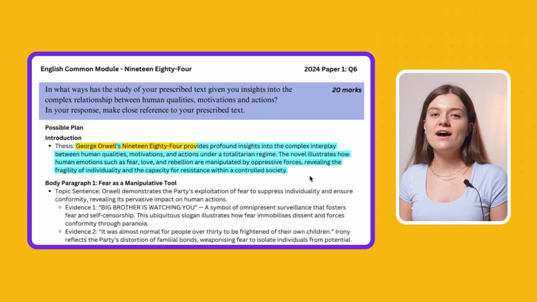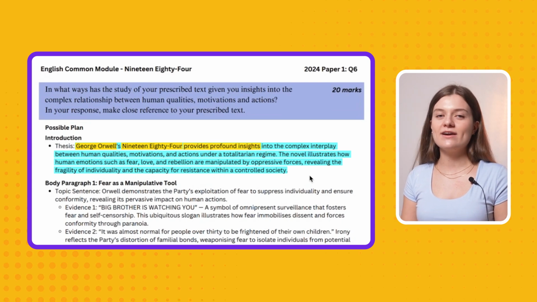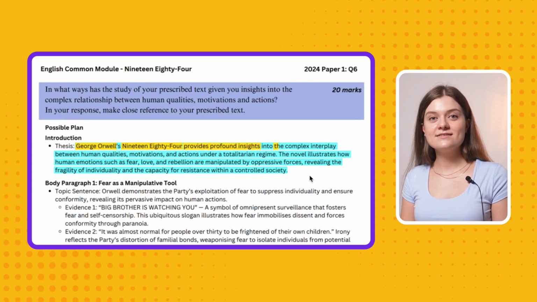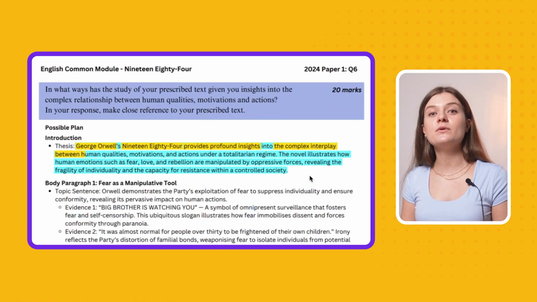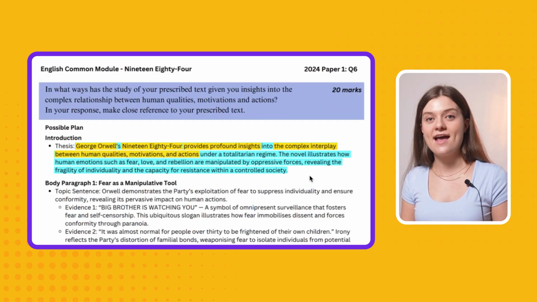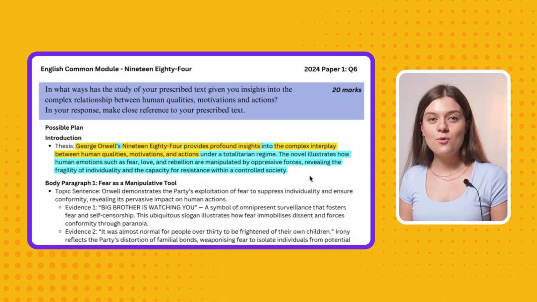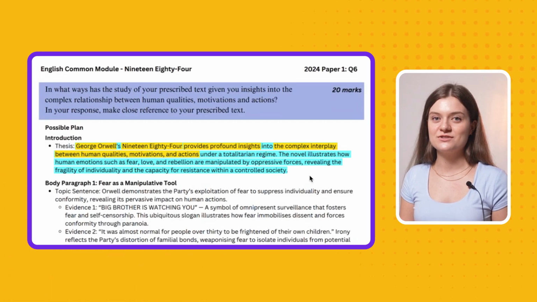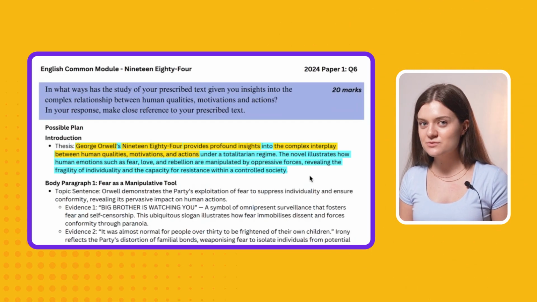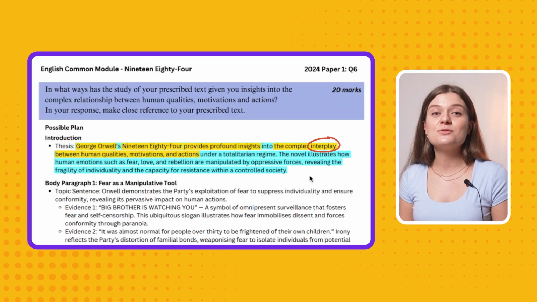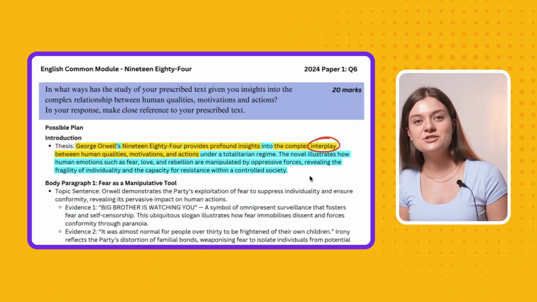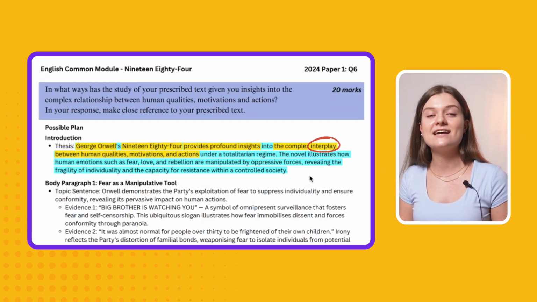Then we say, provides profound insights, which is already answering the question. Next, the complex interplay between human qualities, motivations, and actions. This is important because it brings the exact language of the question. But notice, we're not just repeating it. We've added the word interplay to show that we understand the relationship between those elements is dynamic.